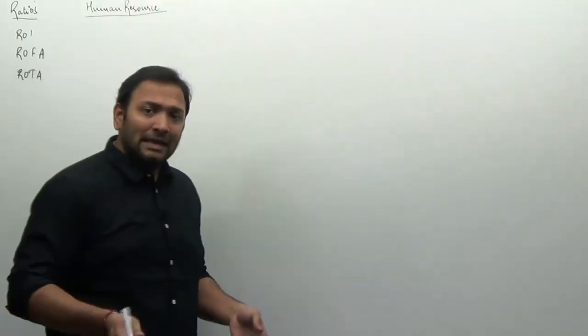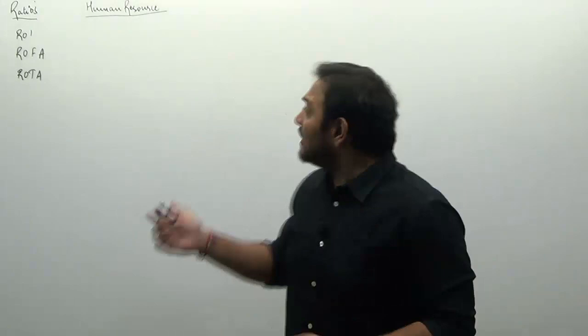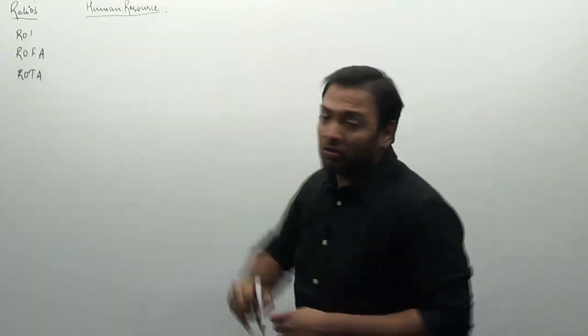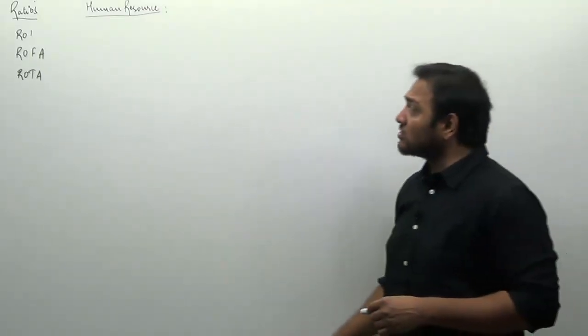Now you can call anything a human skill: architecture, lawyers, any group of chartered accountants, group of company secretaries, any group of people who are using their skill. I cannot calculate these ratios, because a major asset is your human resource.